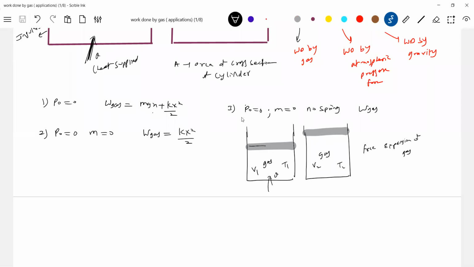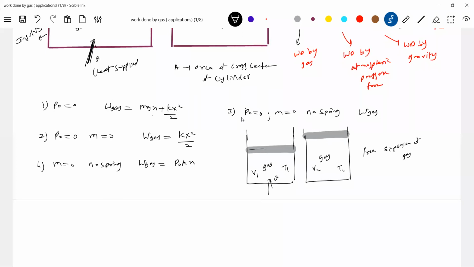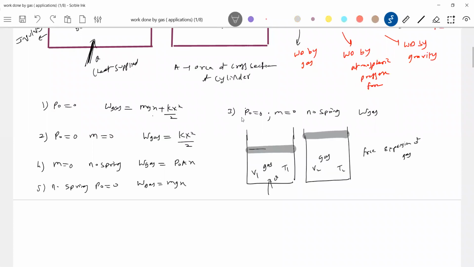Now, can it happen like this? The fourth case: M is 0, no spring. Then in that case, work done by the gas will become equal to how much? P0 times A times x. Then work done by gas, who will take it? The air. The atmosphere will accept it. It can be. Then if there is no spring, P0 is zero, then work done by the gas is converted to increase in gravitational potential energy. Are you getting the idea now? So here work done by gas is non-zero.